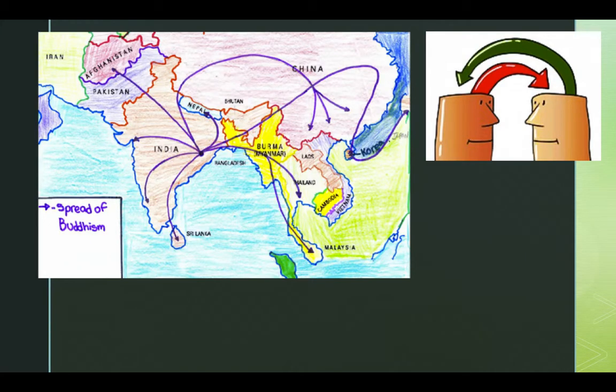The Chinese exchanged ideas with other civilizations. That's what this picture on the top right shows, exchanging ideas. And one idea in particular was Buddhism, which came to China from India. This is called diffusion, when ideas spread from one place to another. You can see in this map how it spread out of India, throughout India and other countries and other areas, including China.